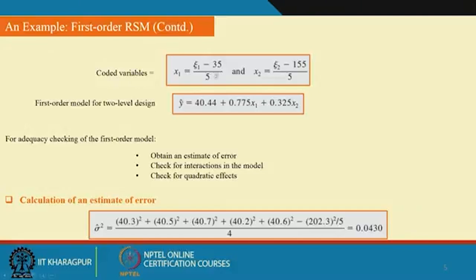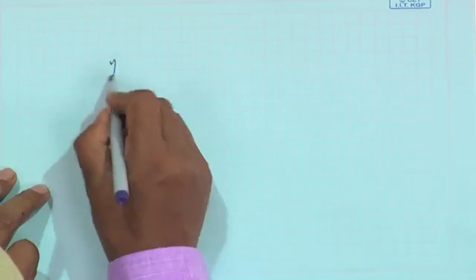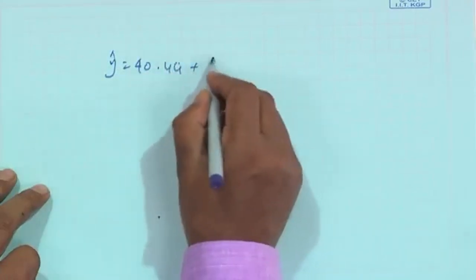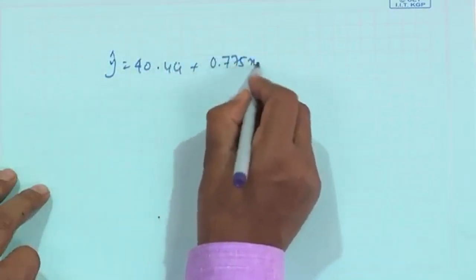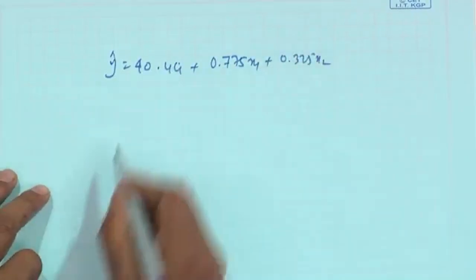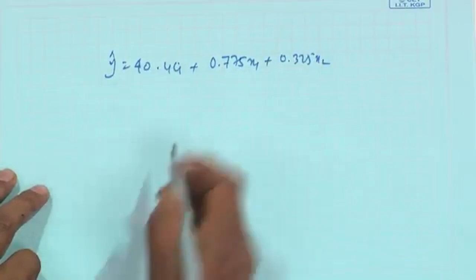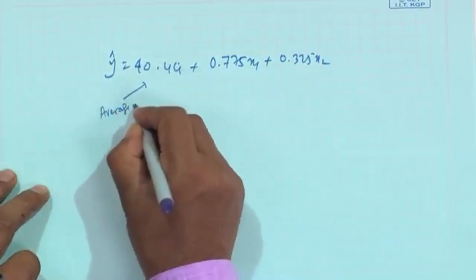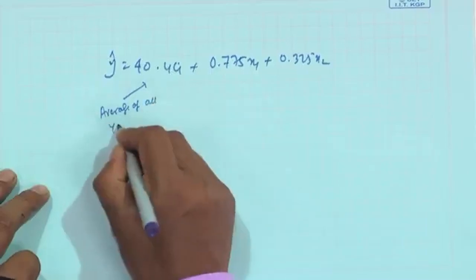So, you see the coded variables from the original variables, and the first order model is fitted here. What is the first order model? y cap equals 40.44 plus 0.775 x 1 plus 0.325 x 2. So, what is this 40.44? This is basically the average of all y observations.